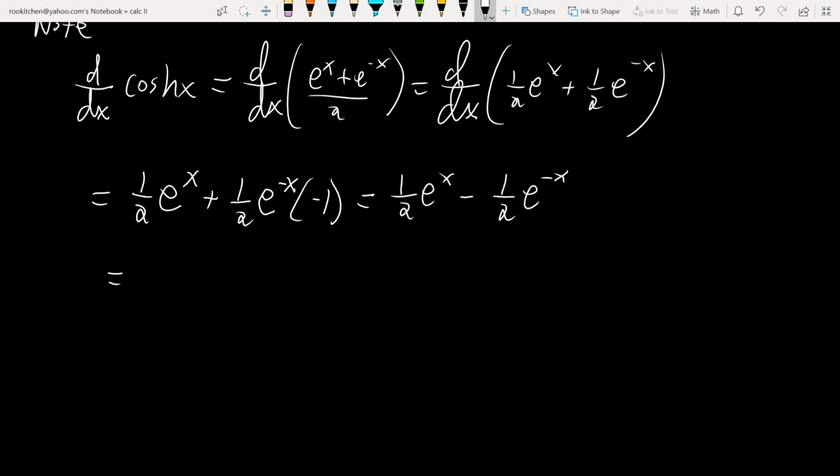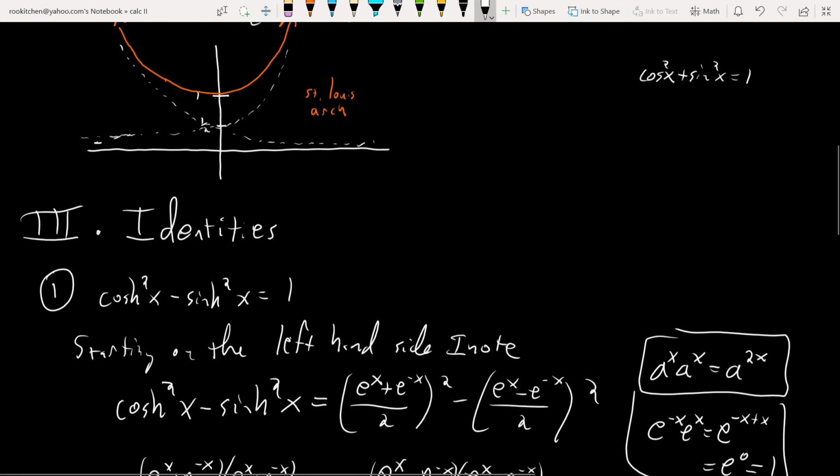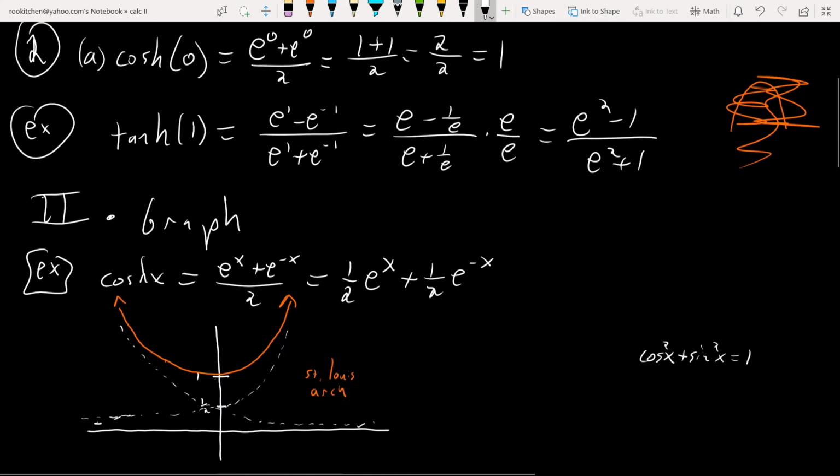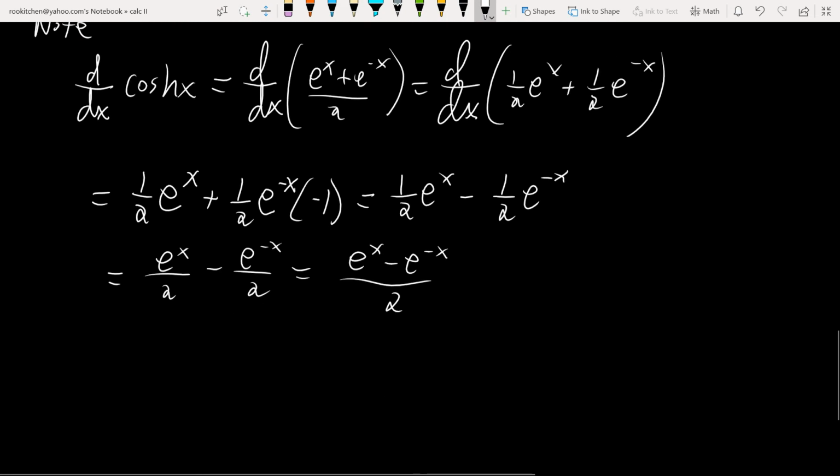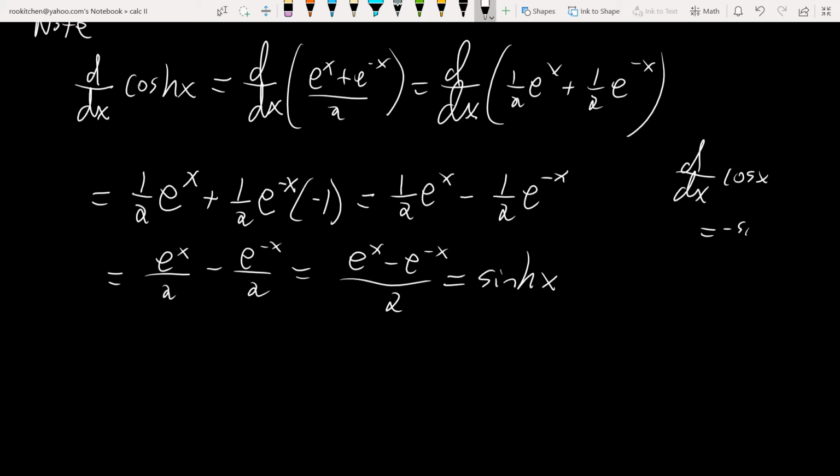Of course, you could rewrite that, noting, what do we have here? e to the x over 2 minus e to the negative x over 2. You have a common denominator, and you just combine the numerators over the common denominator, and lo and behold, what is that? Well, that's sinh. Cosh gives you sinh. So the derivatives work a lot like the trigonometric derivatives, except the signs are off. Because remember, the derivative with respect to x of cosine x is actually equal to negative sine x. So it's similar, but the signs are different.